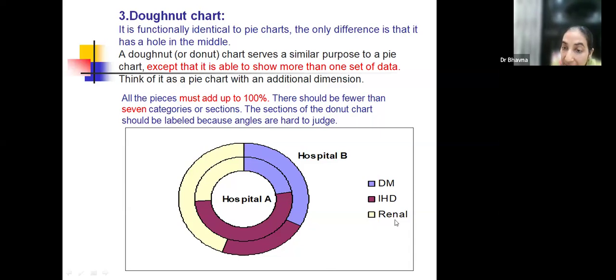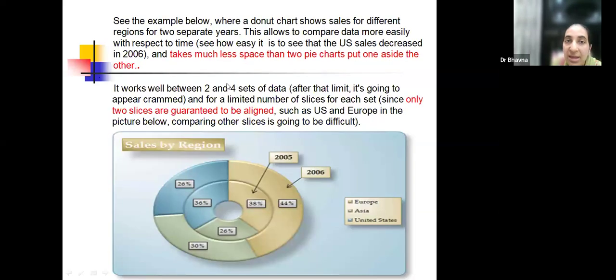Whereas in hospital B, it is renal cases that are predominating. So here you can compare two sets of data in the same diagram. This is a donut chart. See the example below, where a donut chart shows sales for different regions for two separate years, 2005 and 2006. This allows you to compare data more easily with respect to time.